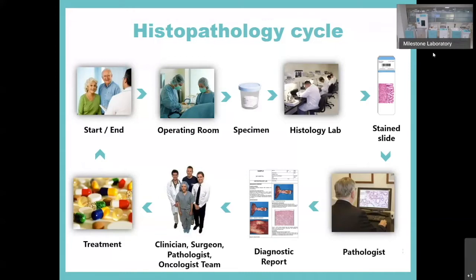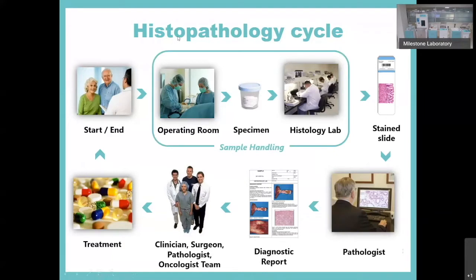We will be focusing in particular on the sample handling circle, in this portion where the specimen leaves the team of the operating room, surgeons and nurses, and gets transferred to a second team, the histology lab technicians. This important step is very critical because, as mentioned, the specimen is moved from one team to another, and therefore it is also the initial phase of the diagnostic path.